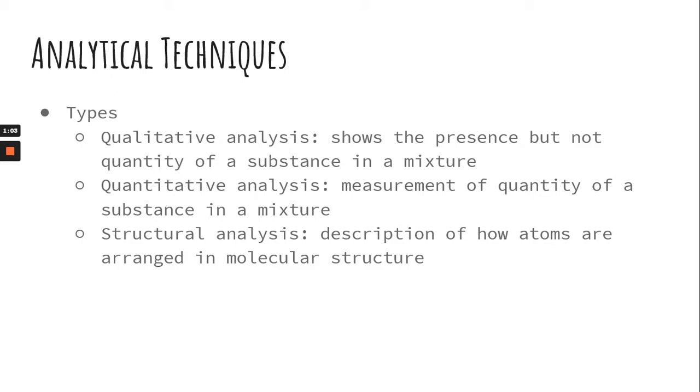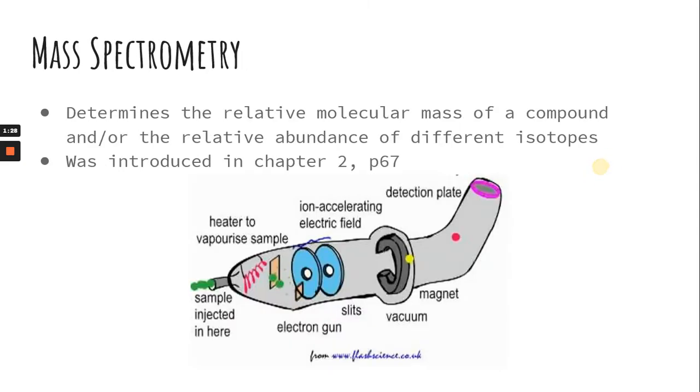Structural analysis is what we're looking at here in section 11.3, and it tells us how the atoms are put together, what type of bonds and arrangements we have. Now there are several different techniques. We're going to focus on each technique individually. However, you can't just look at one technique to determine the compound. You tend to look at all of it together.